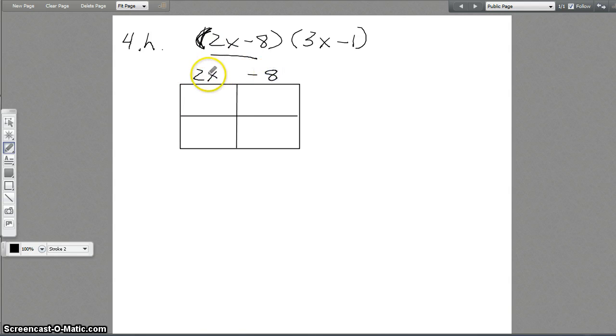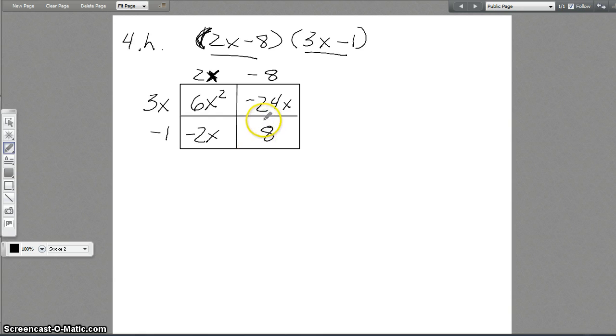We could put it across the side. It doesn't really matter where you choose to place each one of them. And then 3x minus 1, so 3x and minus 1. So the top left box is going to be 3x times 2x, so that is 6x squared. The top right box is going to be 3x times negative 8. That is negative 24x. The bottom left box is negative 1 times 2x, so that is negative 2x. And then the bottom right box is negative 1 times negative 8, so that is a positive 8.